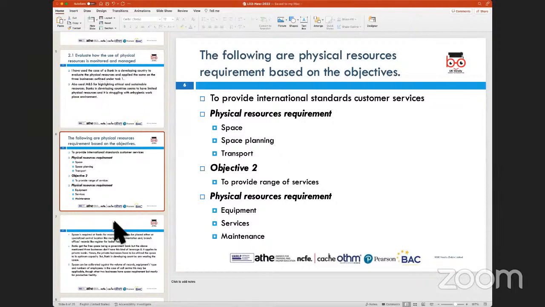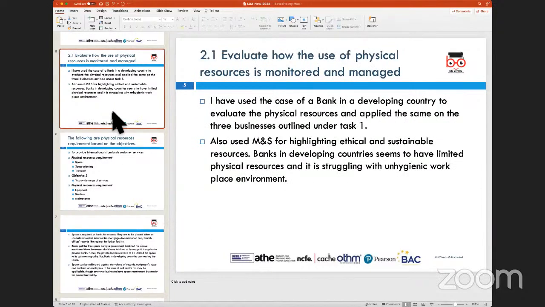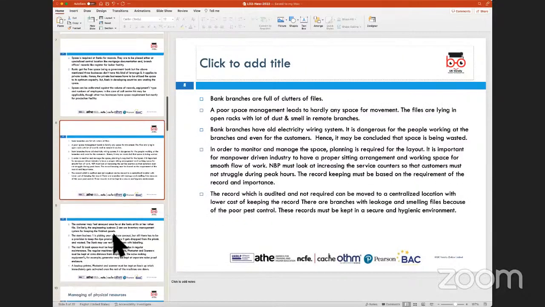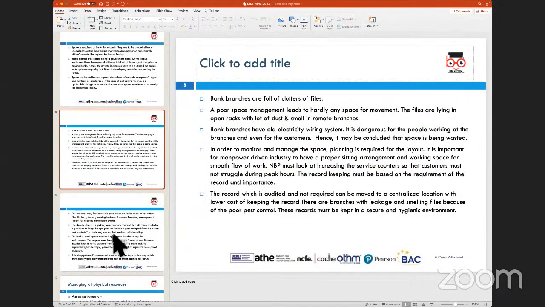And this is what you would need to be required to cover when we look at task 2.1. Another example that I would give you would be if we consider, for example, a haulage company, which basically has lots of trucks. They transport goods and materials from one location to the other.